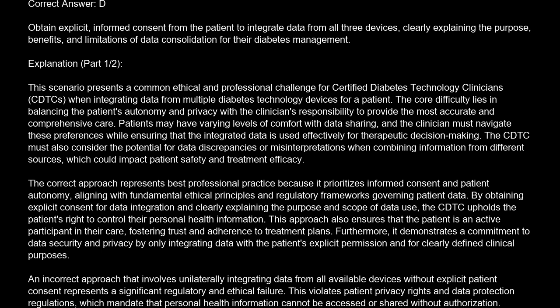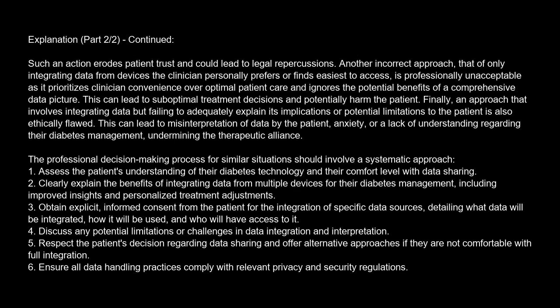An incorrect approach that involves unilaterally integrating data from all available devices without explicit patient consent represents a significant regulatory and ethical failure. This violates patient privacy rights and data protection regulations, which mandate that personal health information cannot be accessed or shared without authorization. Such an action erodes patient trust and could lead to legal repercussions.